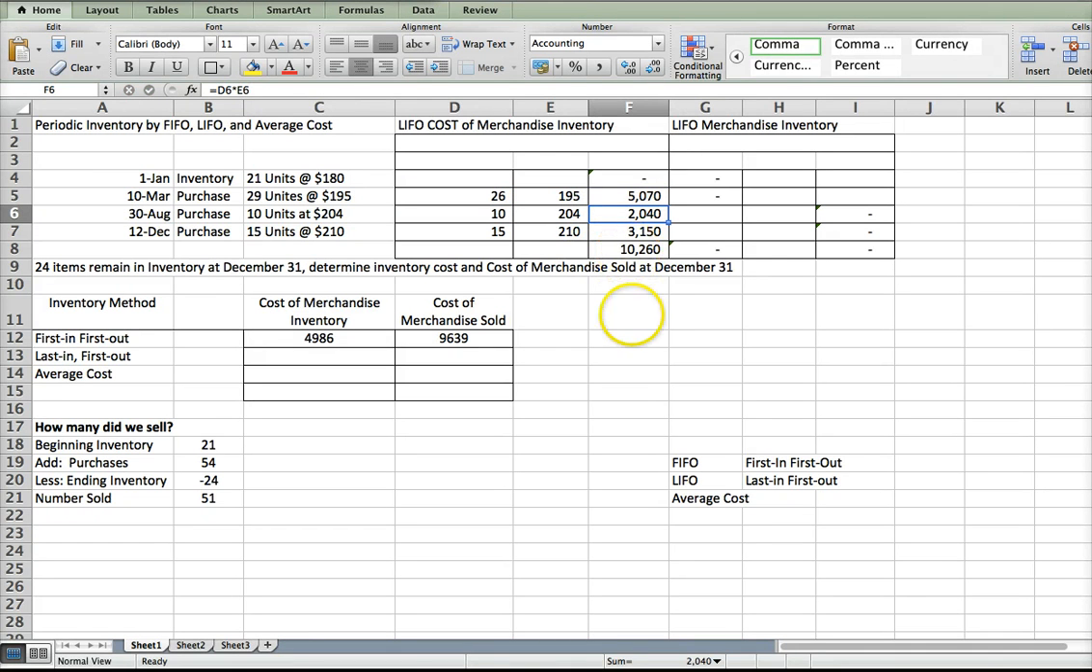Okay, so that means that our total cost of merchandise sold, according to LIFO, is going to be $10,260. Now we're going to look and see how much we have remaining in inventory. We sold all of the units at the bottom, so there are 0 units remaining. We sold all 10 of these units, so there are 0 units remaining. And of the 29 units, we have sold 26, so that means that we have 3 units remaining at $195. And then we haven't sold any of these, so we have all 21 units remaining at $180.